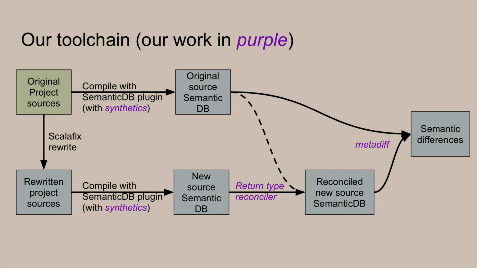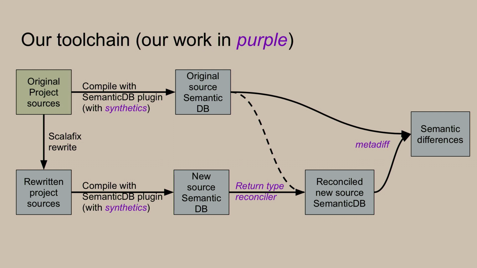So finally, here's our entire toolchain. We have the original sources. We compile with a SemanticDB plugin. And we have the new parallel SemanticDBs. We run the reconciler, which takes all the previous information we have. And then it produces new source SemanticDB that is more similar to the original source SemanticDB in that it only describes changes that we think are semantic changes. And then we run Metadiff on that. And that gives us our semantic differences. So finally, we've been able to capture any differences that haven't showed up in the code between the two source trees with this entire toolchain.